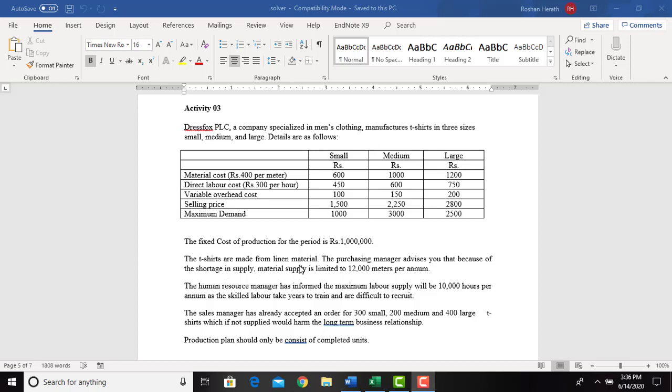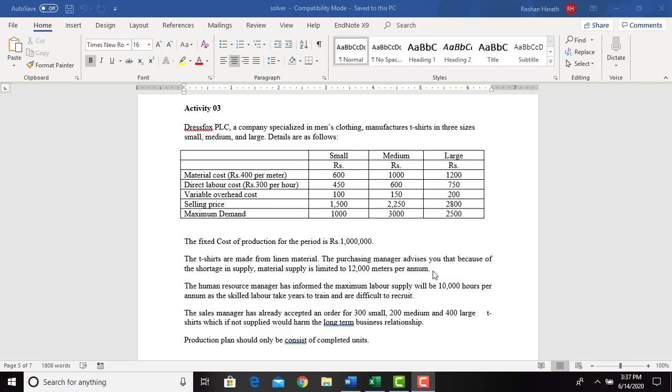The t-shirts are made from linen material. The purchase manager advises you that because of the shortage in supply, the material supply is limited to 12,000 meters per annum. So these t-shirts are manufactured from linen material, and it is limited in supply. Therefore, the purchase manager has informed you that at maximum you can get 12,000 meters per annum. The human resource manager has informed that the maximum labor supply will be 10,000 hours per annum, as skilled labor takes years to train and is difficult to recruit. So because of the limitation in labor, you have only 10,000 labor hours available per annum.